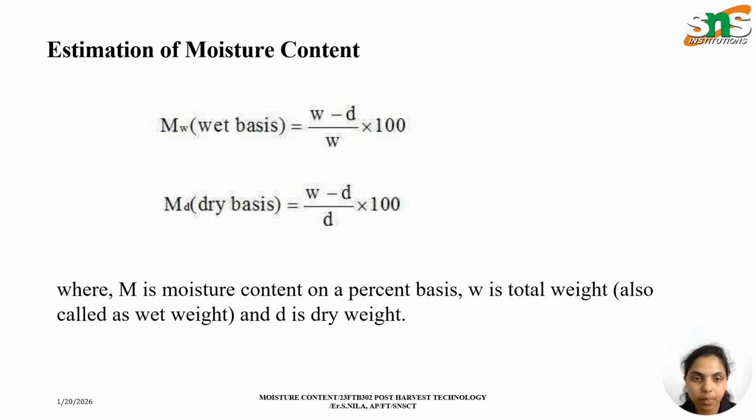So look at the formula. M, the moisture on wet basis, is equal to (W minus D) divided by W, into 100, while M_D, the moisture content on dry basis, is equal to (W minus D) divided by D, into 100, where capital M is the moisture content on a percentage basis, W is total weight, which is also called wet weight, and D is dry weight.